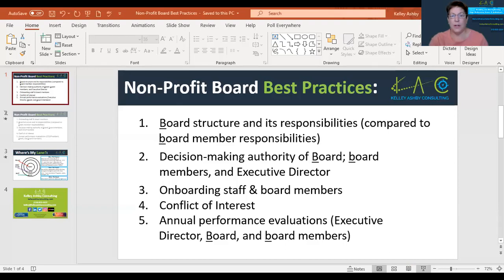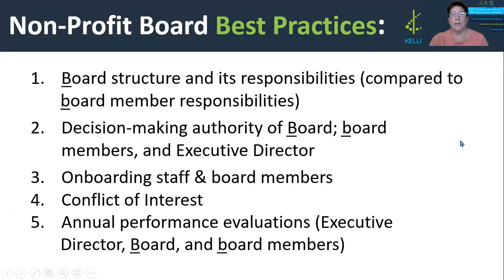The first two, I'm going to be taking a deeper look at board structure. And when I capitalize B on board, capital B Board, I mean the body of the board functioning as the oversight group. And when I use small b for board member responsibilities, I'm really talking about the individual representation. So let's take a look at the two of these: board structure and its responsibilities compared to board, small b, board member responsibilities, and then the decision-making authority of both of those, including, in addition, the executive director.